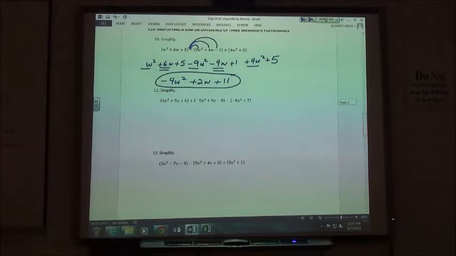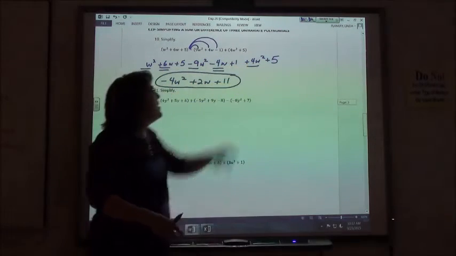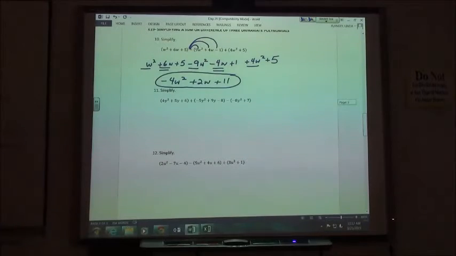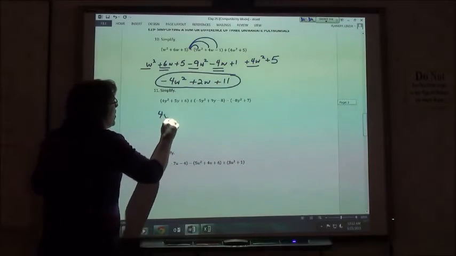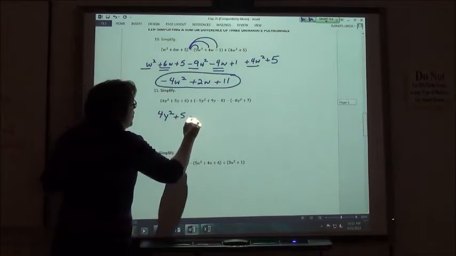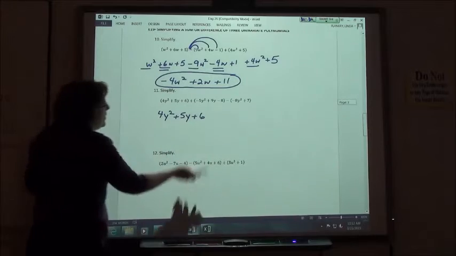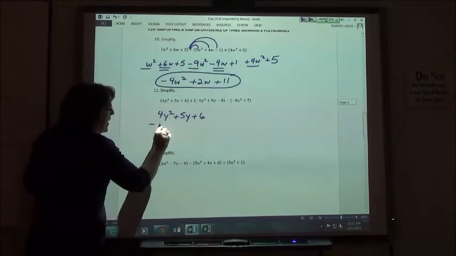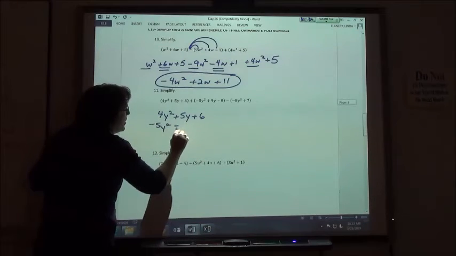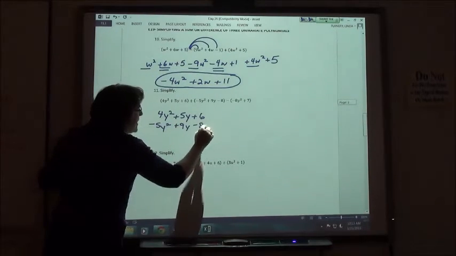Now on Alex, they're going to have you line them up a little straighter instead of hopping all over. So I'm going to rewrite this one the other way in case you like to do it that way. Again, the first one's going to stay the same. So 4y squared plus 5y plus 6. This one has a plus sign in front, so all of those will be the same. Negative 5y squared plus 9y minus 8.